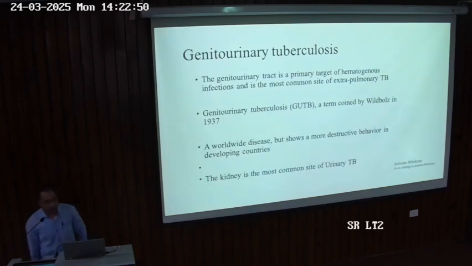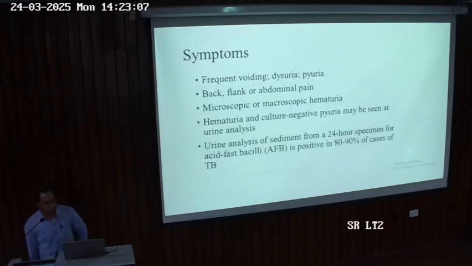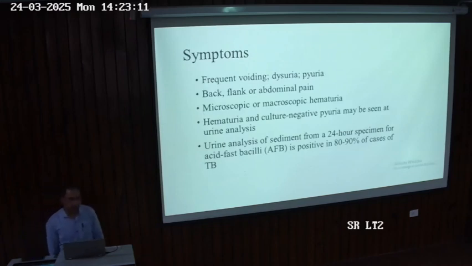So kidney is the most common site of urinary tuberculosis. This is for urinary, not genitourinary. The most common site of GUTB is the epididymis in males, and the fallopian tube in females. So patient with urinary tuberculosis usually present with storage predominant lower urinary tract symptoms.